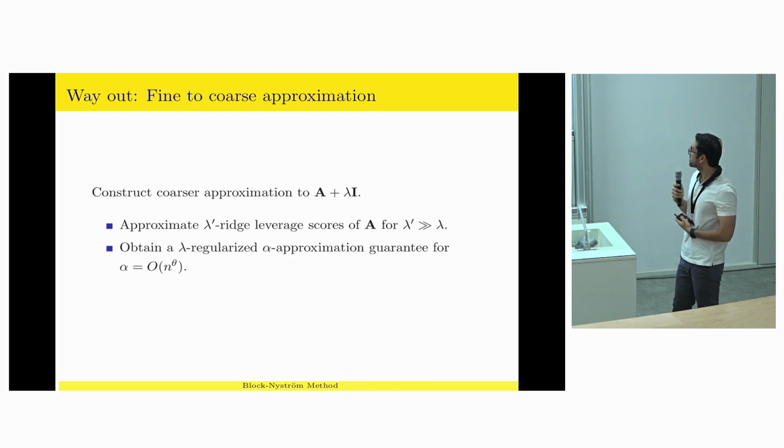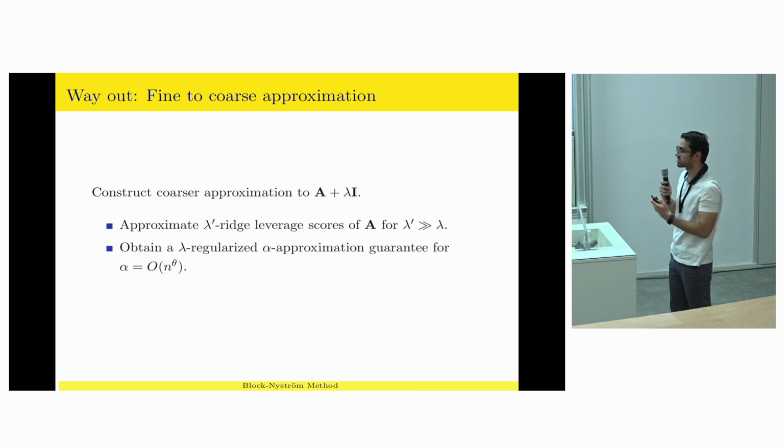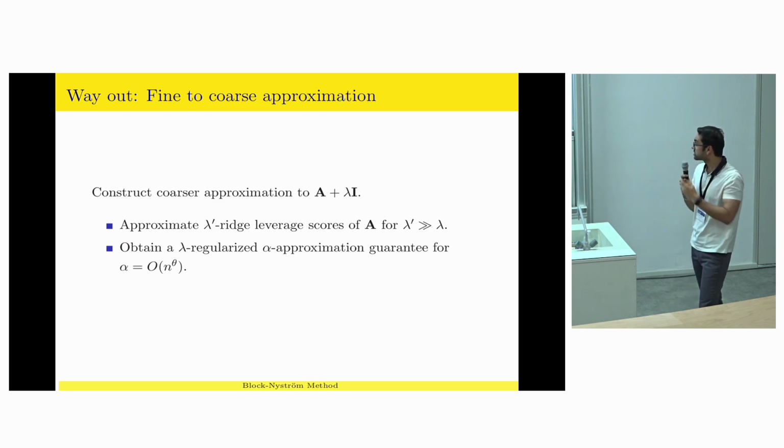So what's the way out? One way out is, rather than asking for a very fine approximation, to ask for a coarse approximation. That means instead of approximating lambda-ridge leverage scores, construct lambda prime scores for a lambda prime which is much larger than lambda. And then using those scores, construct a coarse approximation for alpha, which is some exponent in n, where theta is something that we get to choose.